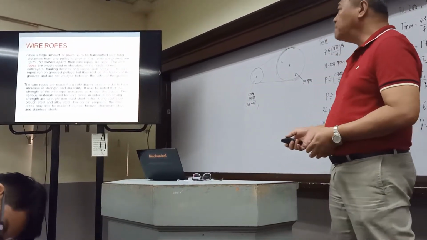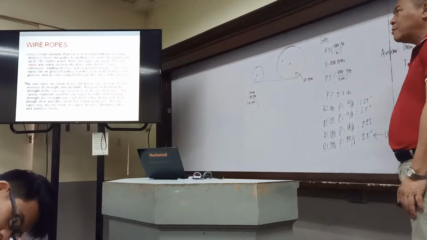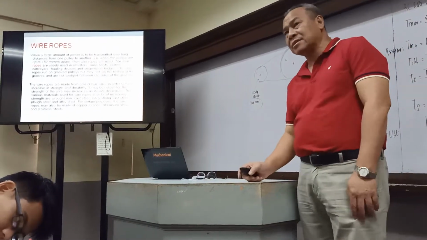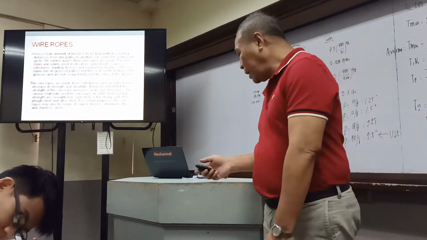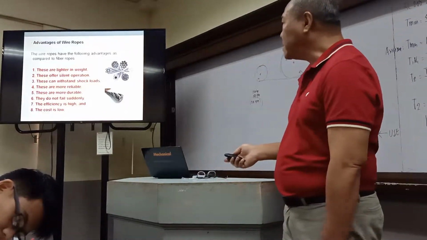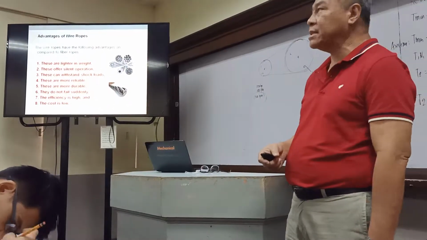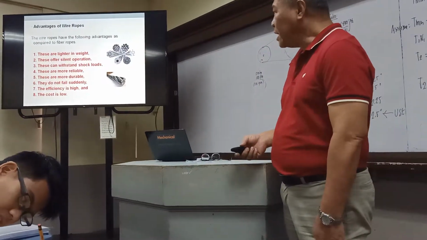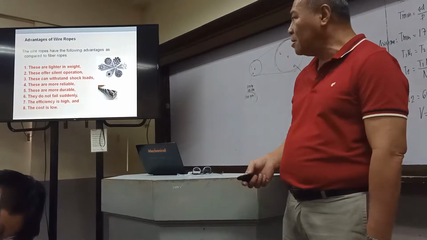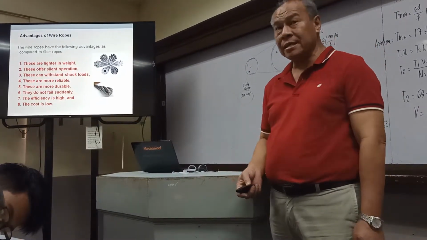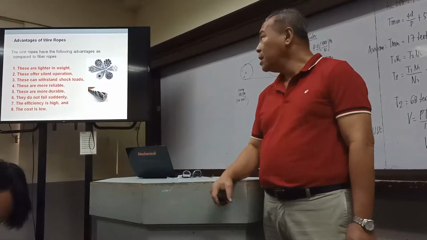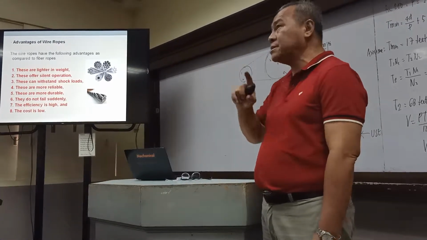Alright, so when a large amount of power will be transmitted over a long distance, the most common is to use a wire rope for that. What are its advantages? Lighter in weight, silent operation, withstands shock load, more reliable, durable, does not fail suddenly, and also high efficiency and low cost. So these are the different types of wire ropes that we have.